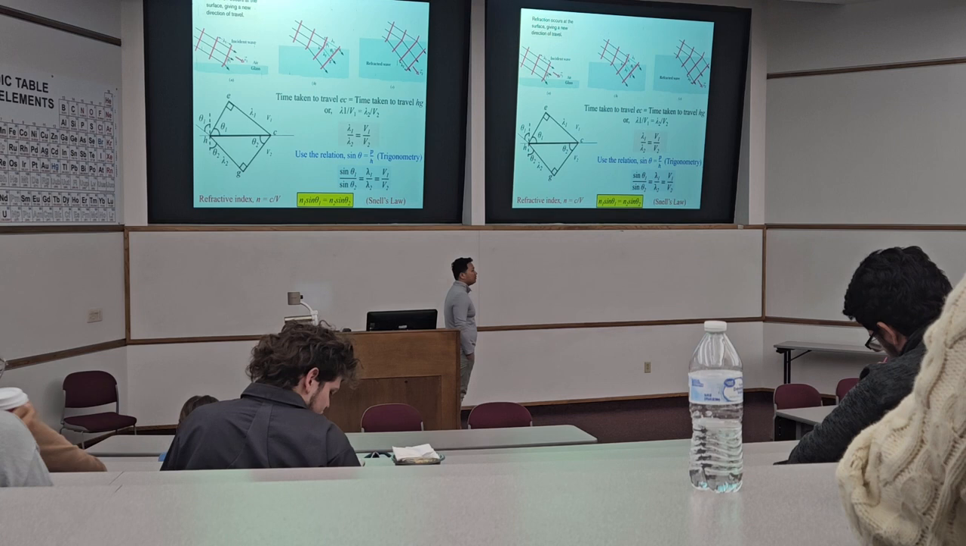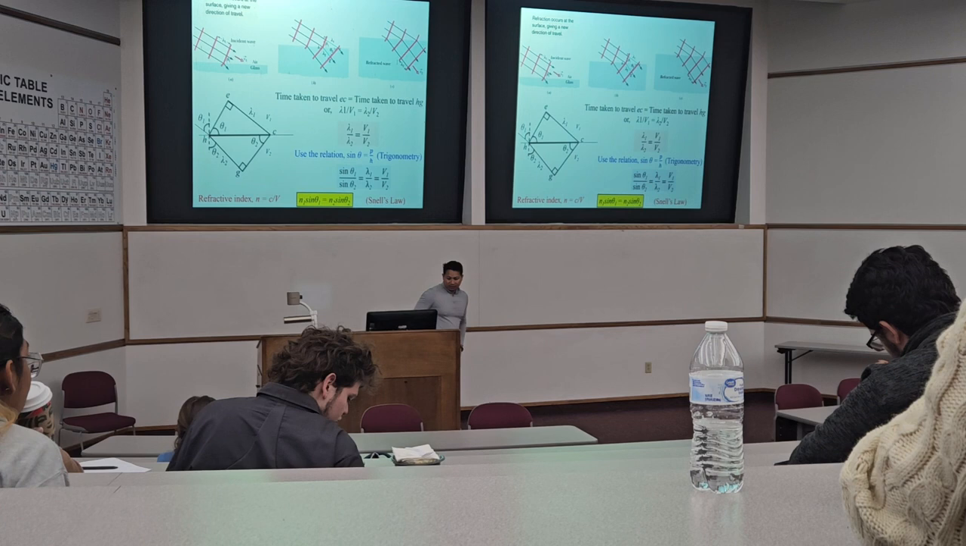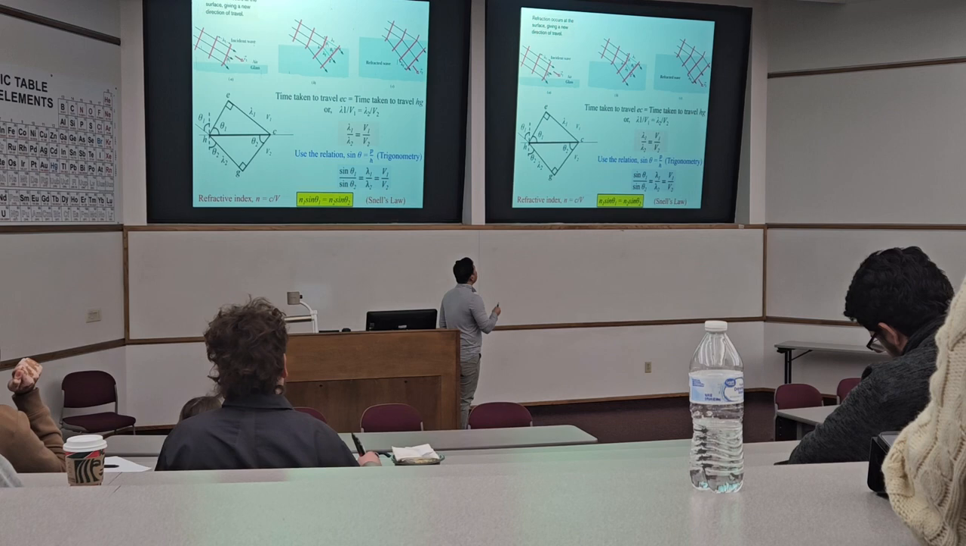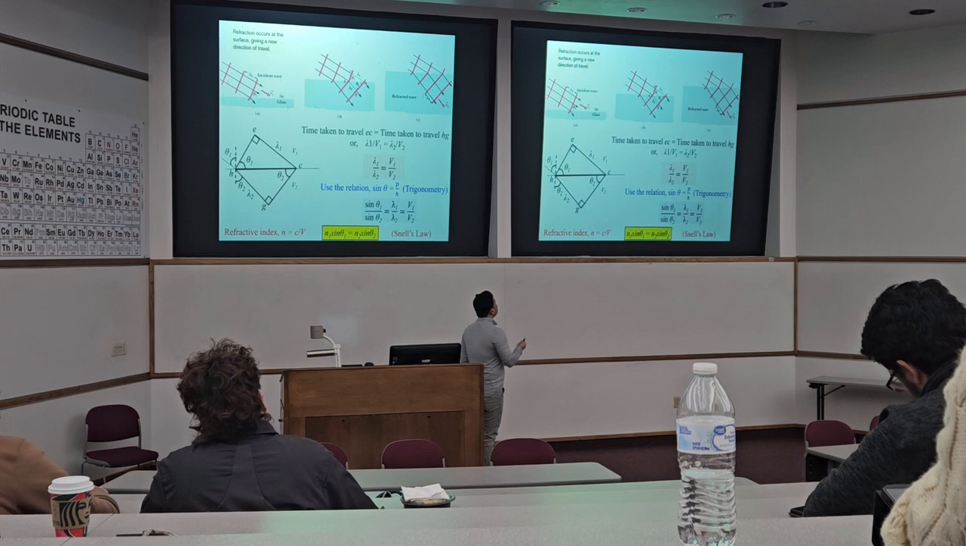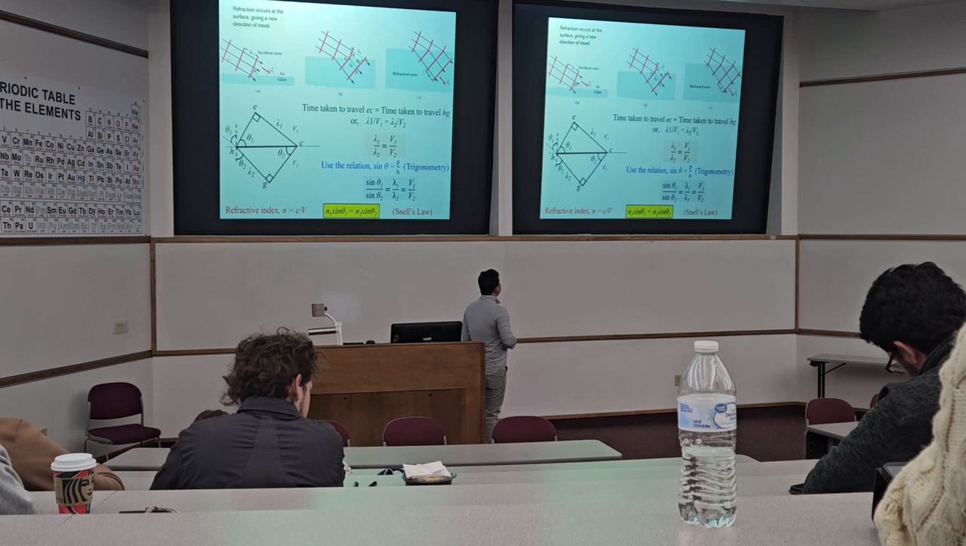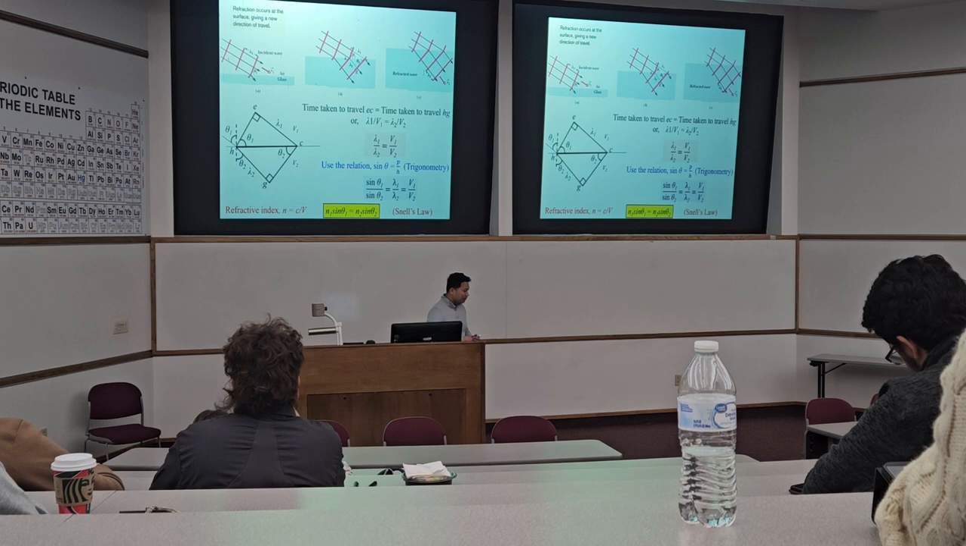Basically, we use the scenario where you have a light, and some part of the light is outside the medium. You can call this a glass-air interface. Some part of the light you are seeing here is in the air, and some part of the light is already in the medium. So basically, we took this to be a triangle over here.